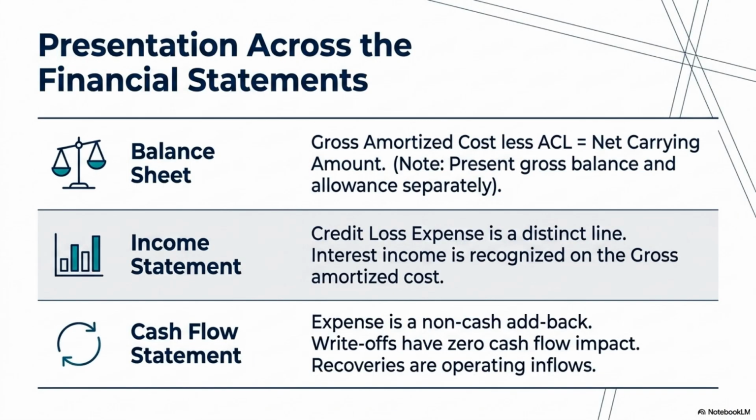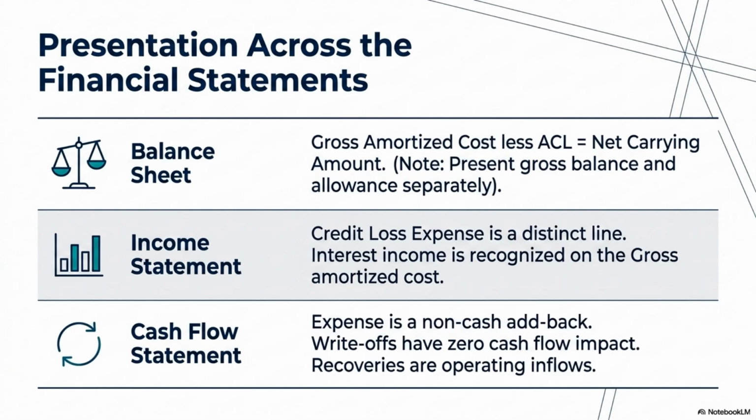Now let us see how all of this appears in the financial statements. On the balance sheet, financial assets at amortized cost are shown at gross amortized cost less the allowance for credit losses, giving you the net carrying amount. You must present the gross balance and the allowance separately, or disclose the split in the notes. On the income statement, credit loss expense is a distinct line item. Interest income is recognized on the gross amortized cost, not reduced by the allowance.